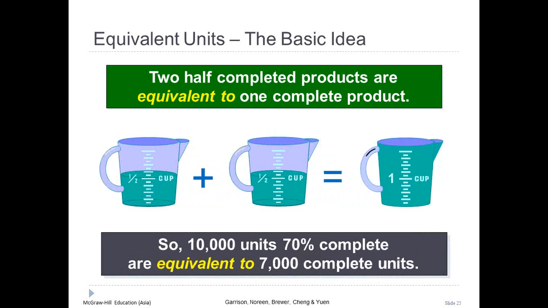The basic idea behind equivalent units is quite easy to understand, but the computation of equivalent units can become very complex. Here we can say the two half-completed units of production are equal to one complete unit. Using this logic, we can say that 10,000 units that are 70% complete are equivalent, or the same as, 7,000 complete units.